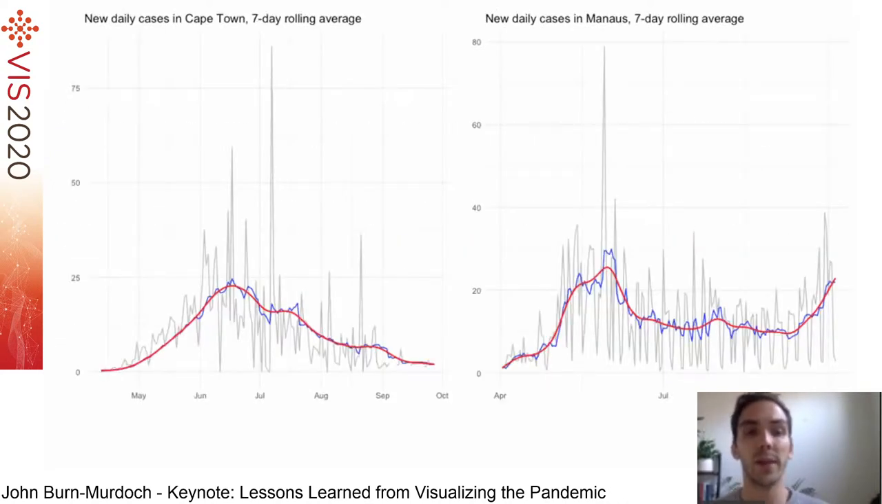So I did that a month or so ago when we were doing a follow-up piece looking at what's happened in Cape Town in South Africa and in Manaus in Brazil. And what you can see here is, again, three different ways of looking at this data. So we've got the gray line, which is the raw daily numbers, which you can see here are extremely noisy because of, again, reporting patterns rather than what's actually going on in the data.